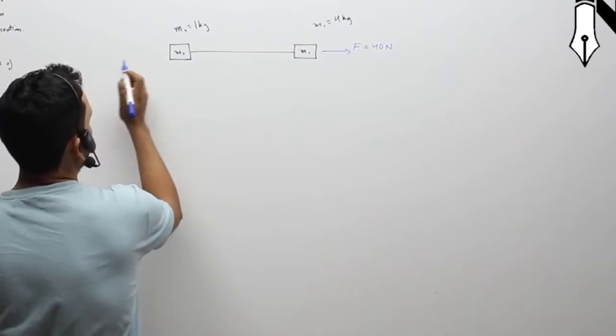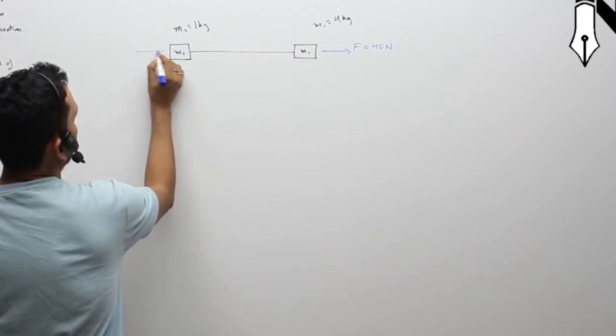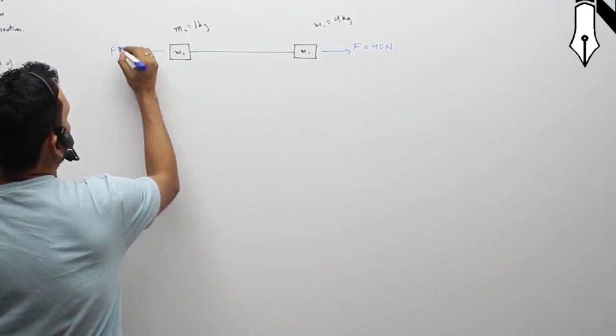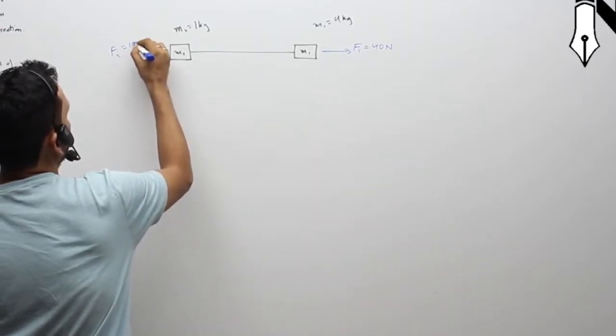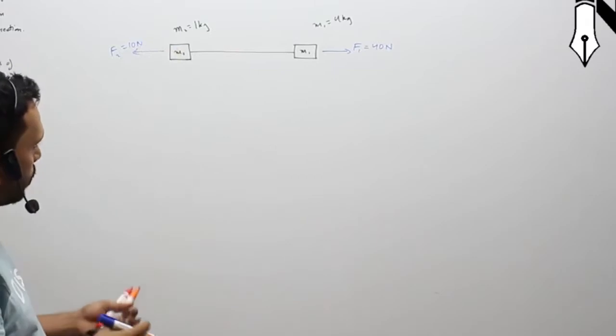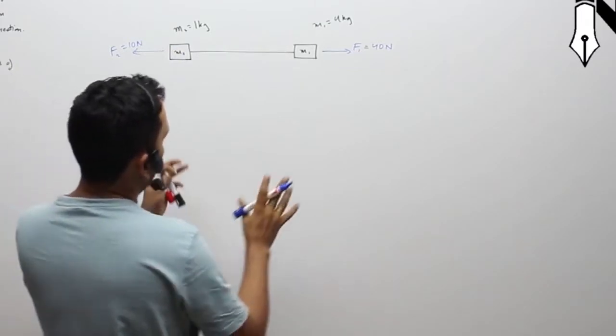And suppose we are pulling this side also with, say this is F1, this is F2, say this is 10 newtons. So what is going to happen? Now two ways of doing it.